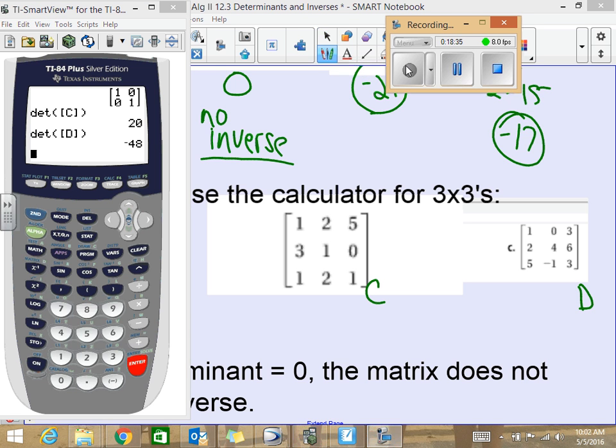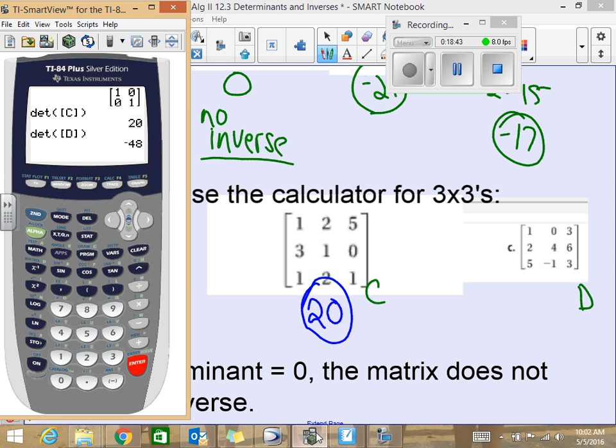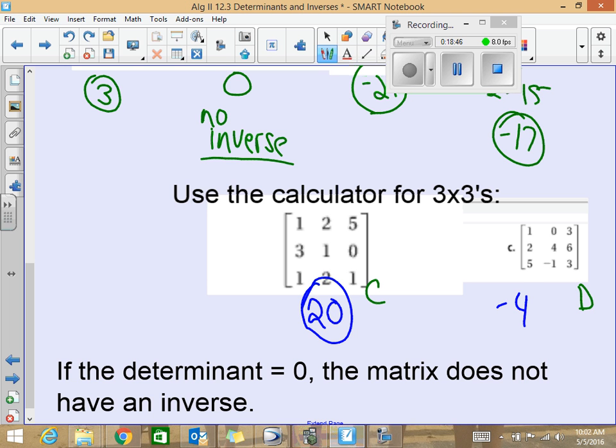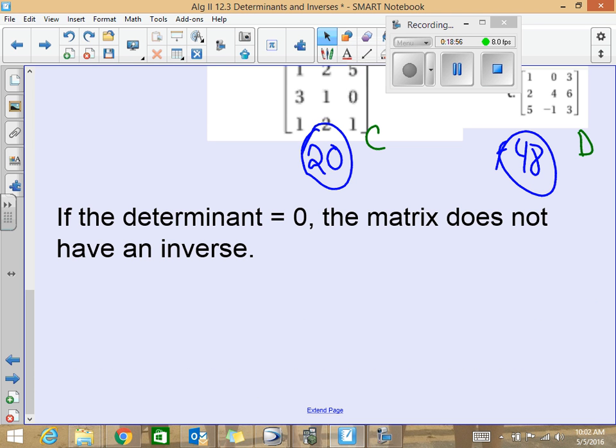Okay, so the determinant of C was 20, which means it has an inverse. And the determinant of D was negative 48, so again, it has an inverse. This is just restating why we care. If the determinant is 0, it does not have an inverse. And the inverse is going to allow us to actually divide with matrices next class. So that's why it's important.